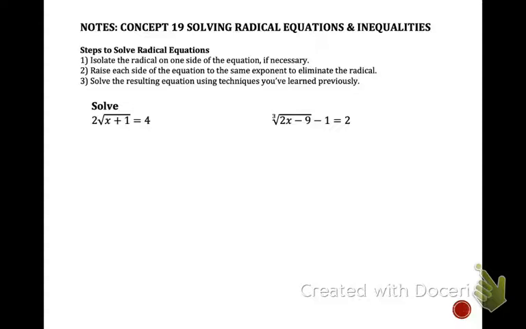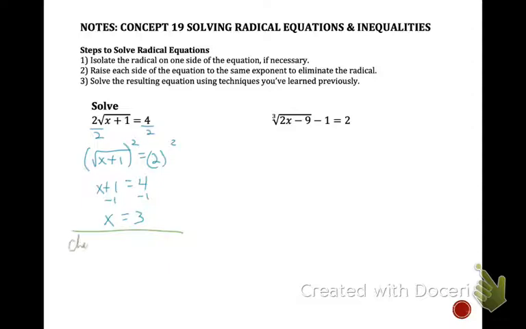All right, so let's solve 2 times the square root of x plus 1 equals 4. So the first thing we want to do is isolate that radical. So let's start by dividing each side by 2. So we'll get the square root of x plus 1 equals 2. Now we have the radical isolated, so since it's a square root, we can raise both sides to the second power to undo that root. So we get x plus 1 equals 4. Now we'll just subtract 1, so x equals 3. And that's our potential solution.